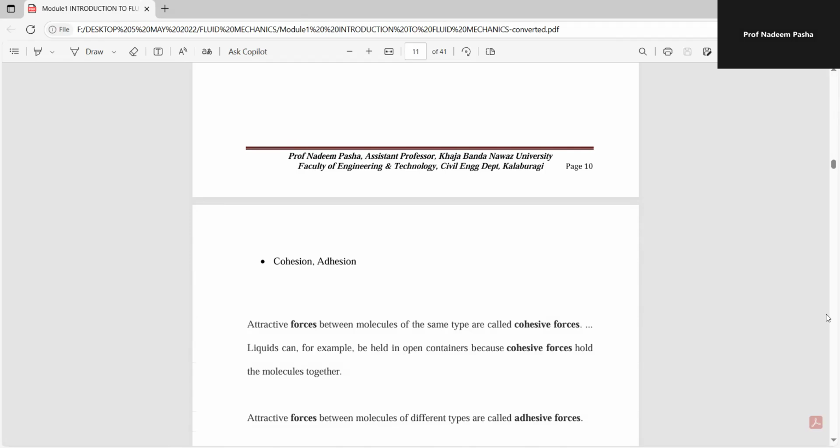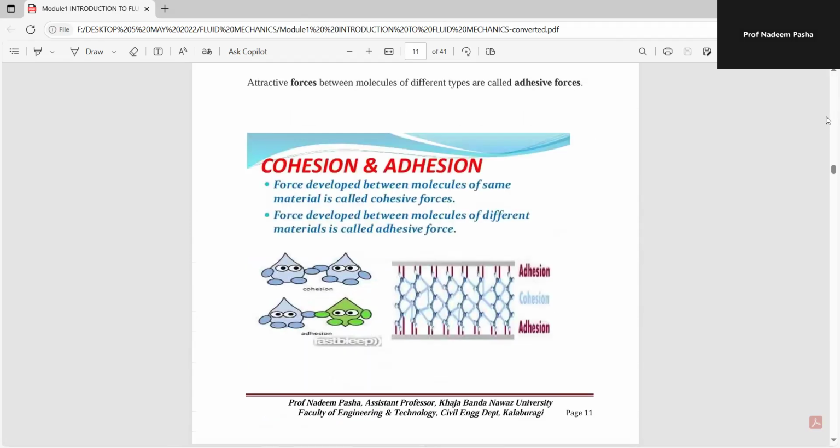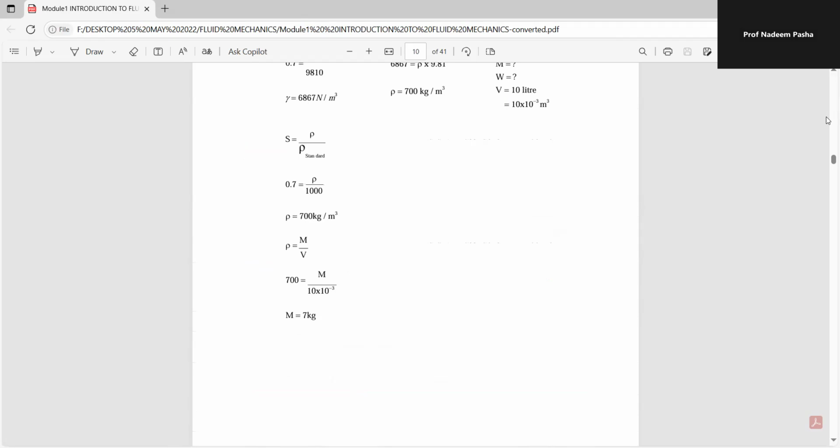Last but not the least, what do you mean by specific gravity? Specific gravity is defined as the ratio of density of fluid to density of standard fluid. There is no SI unit for it. It is a dimensionless quantity. The standard fluid is taken as water, whose density is 1000 kg per meter cube. After that, we solve some problems because only a few minutes are remaining. Instead of starting a new topic, I will just solve the problem because no response has been received from your side.